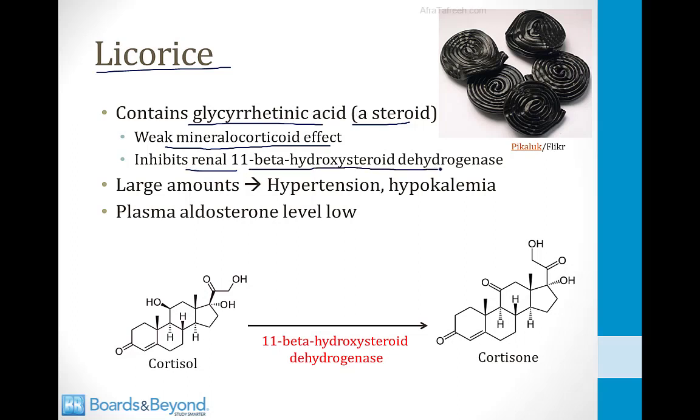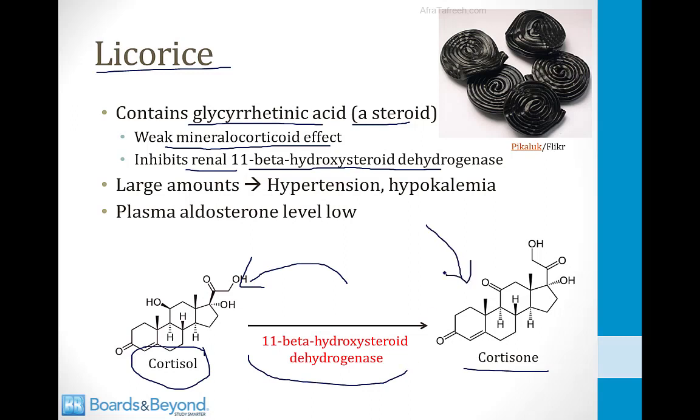If you look at the bottom of the screen, 11-beta-hydroxysteroid dehydrogenase converts cortisol into cortisone in the kidneys. Cortisol can stimulate aldosterone receptors, so this enzyme protects the kidneys by converting cortisol into cortisone, which is not a potent stimulator of aldosterone receptors. So therefore, if you consume lots and lots of the candy licorice and you inhibit this enzyme to a great degree, you can increase the exposure to cortisol in kidney cells, and this can lead to hypertension and hypokalemia.